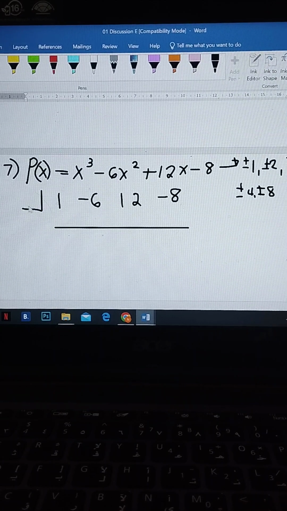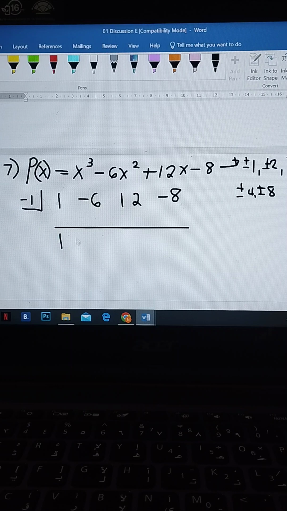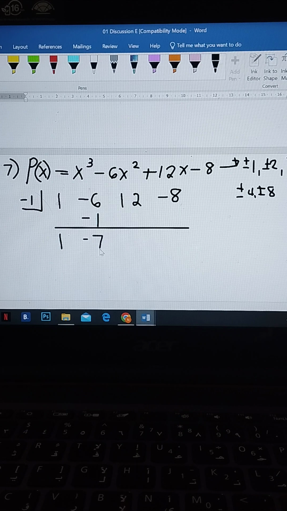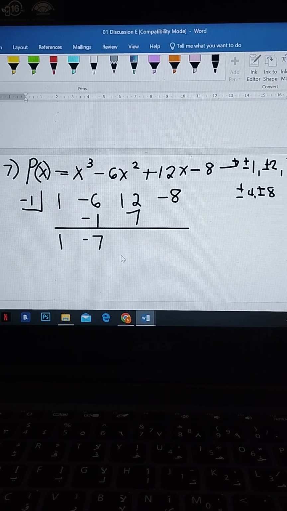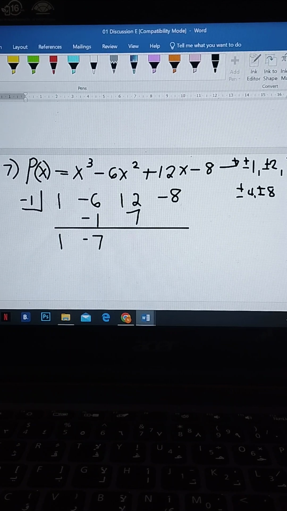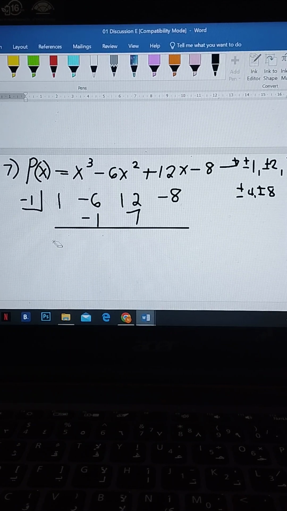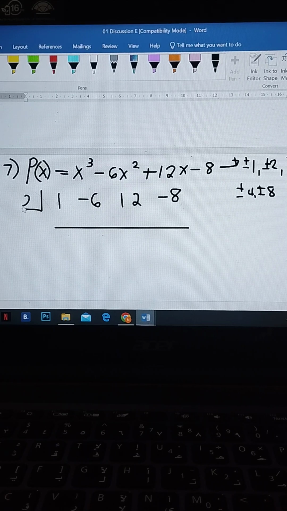So we will try negative 1. So 1, negative 1, negative 6 plus negative 1 is negative 7, then 7, 19 again. 19 times negative 1 is equal to negative 19, resulting to negative 27. So it's not a factor also. So no choice, proceed to the other factor, positive and negative 2. Let's try positive 2.